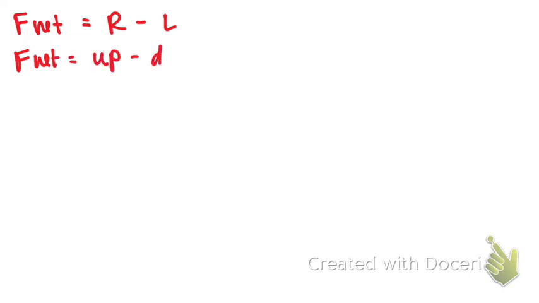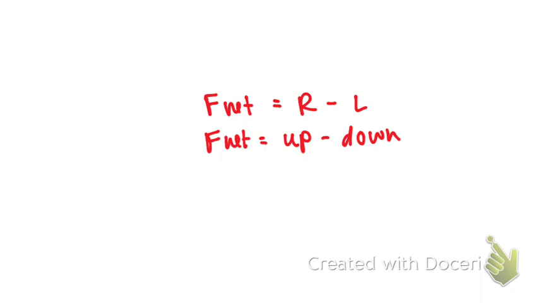I would say F net is equal to rightward forces minus leftward, and F net is equal to upward forces minus down, right? If you want to put those on your equation sheet, that's how I would write them to start. We're going to get another version of net force here in just a little bit, but this is the basic template that we use to solve for the net force when we've got multiple things going on. This would be for the x direction, and this would be for the y direction.